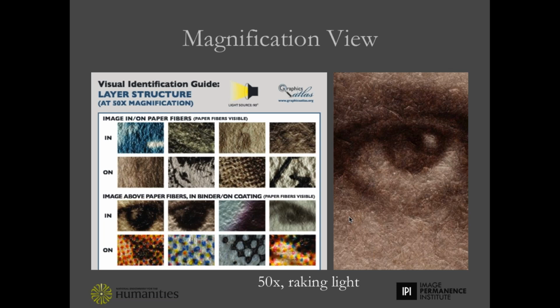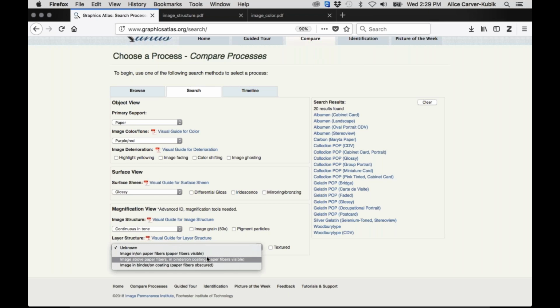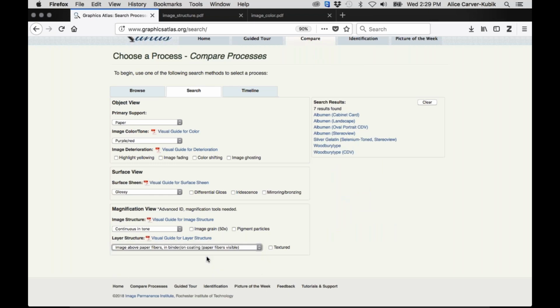So let's look at our guide for layer structure. I'm showing you a detail of the guide here. So since we see paper fibers, let's decide where they are. Let's see where the image is. Is the image in the paper support, or is it suspended above the paper support in a binder? In our case, I believe the image is above the fibers in the binder. So let's go back and make that choice. That's our second choice.